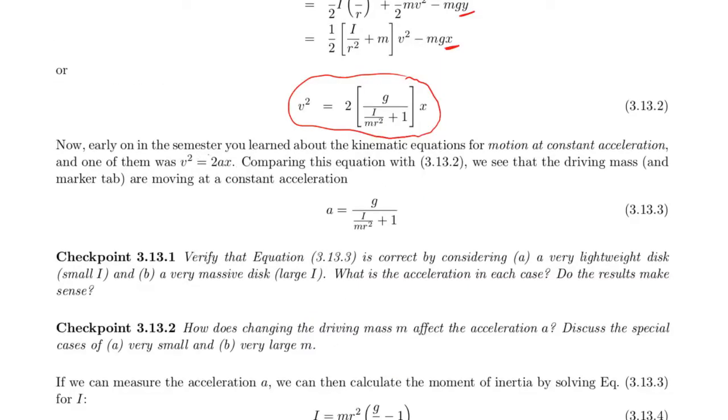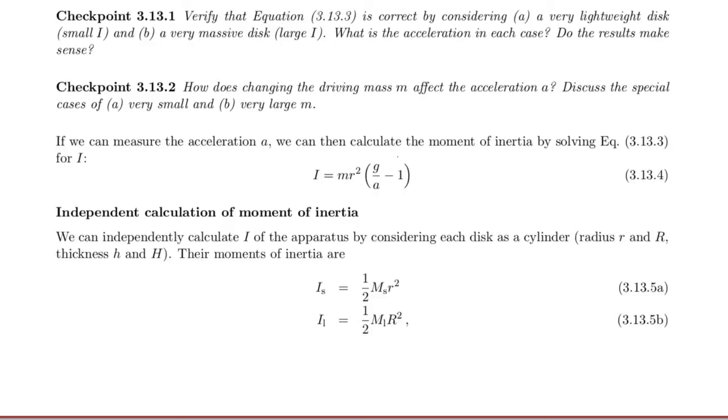Now this equation looks very similar to one of the kinematic equations you learned early on in the semester, namely v squared equals 2ax. The acceleration must hence be equal to this expression in square brackets. We now solve this expression for the moment of inertia, and we have an experimental way to determine I. All we have to do is measure the acceleration via video analysis.